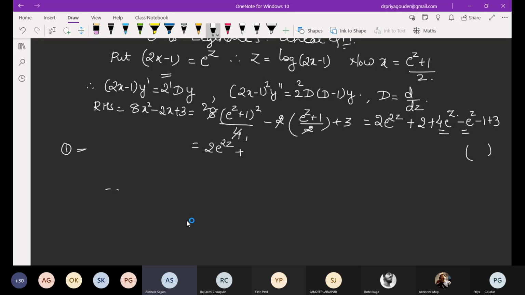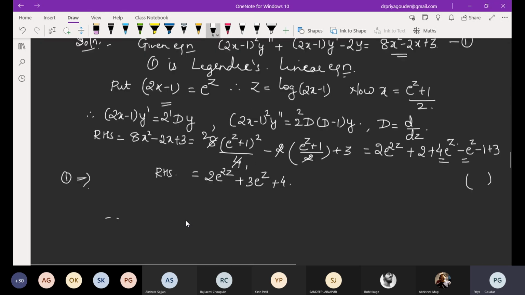Plus 3, plus 3 into e raised to z, plus 5, 4, minus 1. It's plus 4, plus 4. Yeah, this is the RHS part. Let us take all these changes in equation 1. Just see what we'll get.